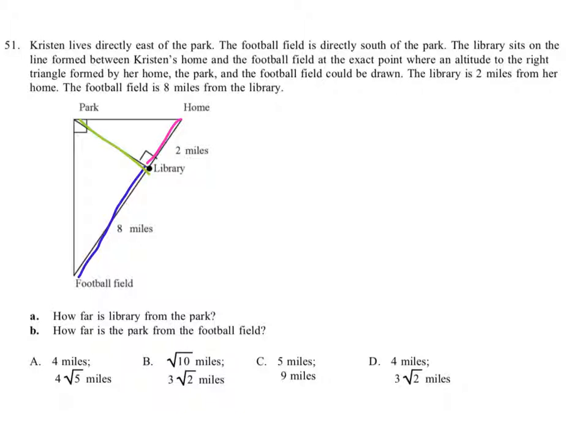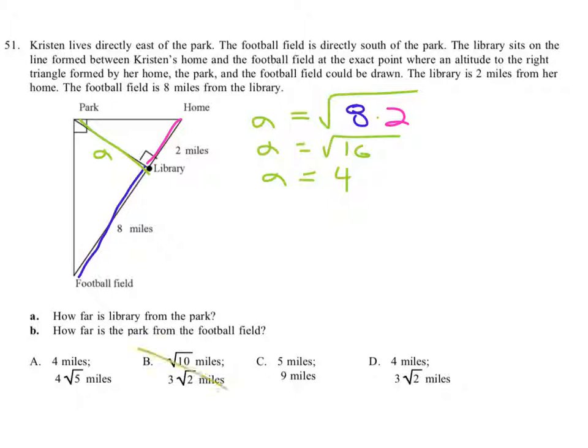So we could say the altitude, and let's label it as A here. The altitude A is equal to the square root of those two numbers multiplied together: 8 times 2. And what do you get for 8 times 2? 8 times 2 we know is 16, so the square root of 16. A is 4. So again, just like before, we're eliminating any ones that already don't have the correct answer for the first part. There it is.